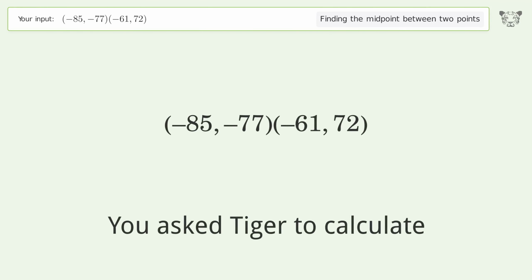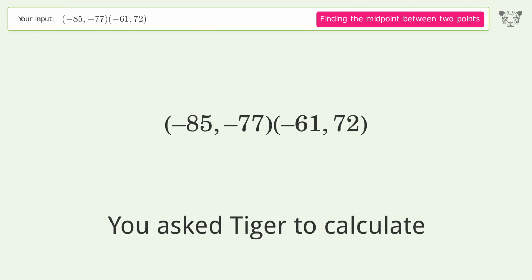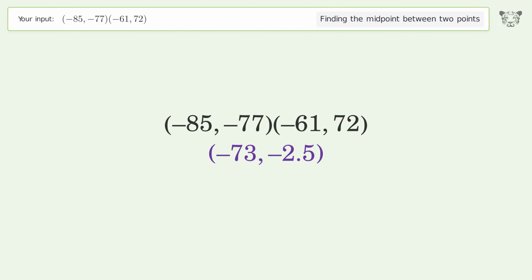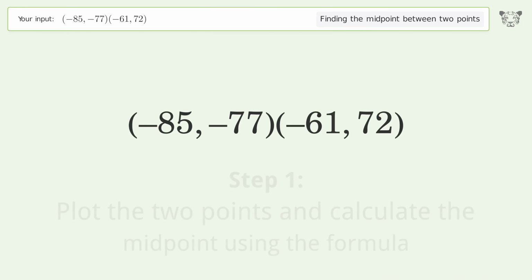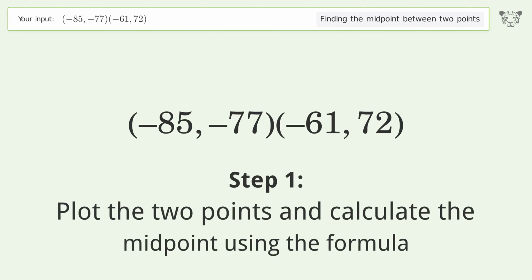You ask Tiger to calculate. This deals with finding the midpoint between 2 points. The midpoint between the 2 points is -73, -2.5. Let's solve it step by step. Plot the 2 points and calculate the midpoint using the formula.